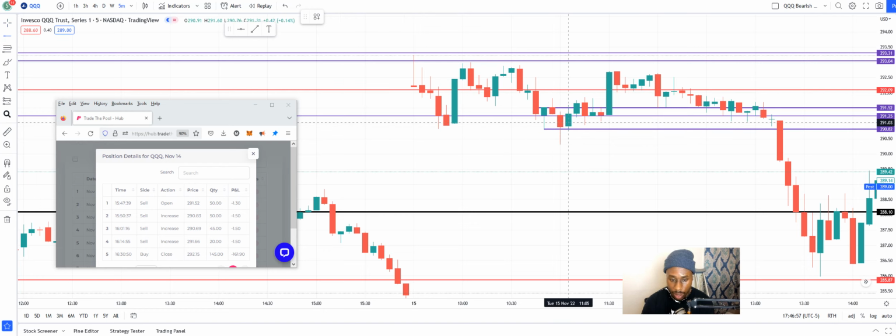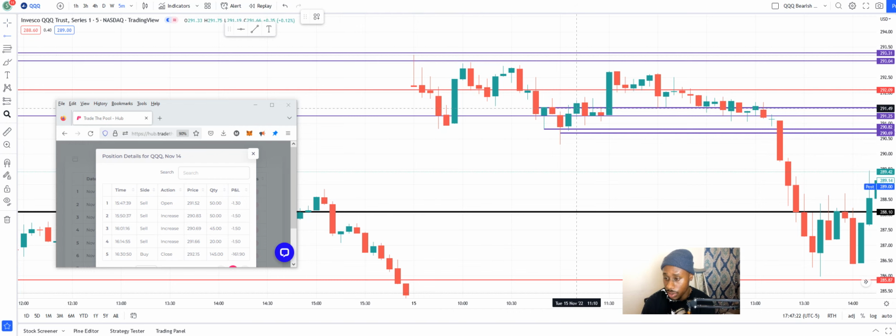11:01 at 29069. So here's where I entered another sell position for it to come down. So 150 shares, 145 shares.